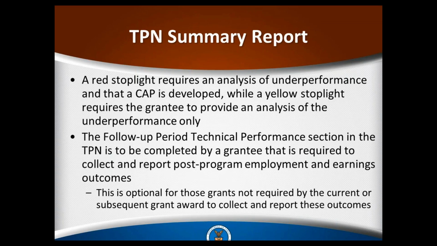As I mentioned before, a yellow indicator means the underperformance has to be addressed on the TPN, kind of doing an explanation as to why performance is under what was planned for that point in time. If you have a red indicator, it requires that a corrective action plan be developed.